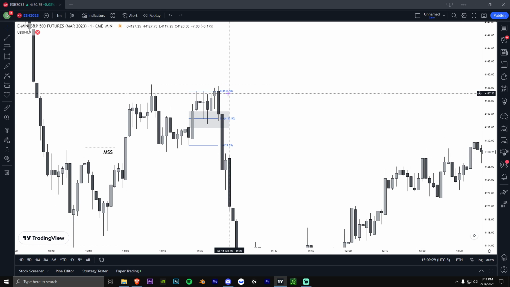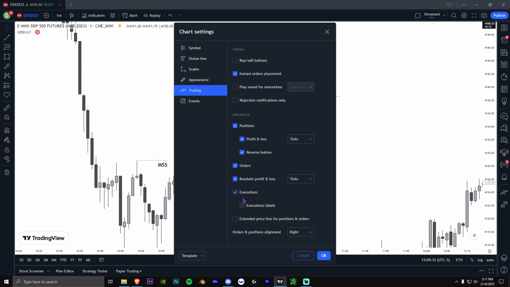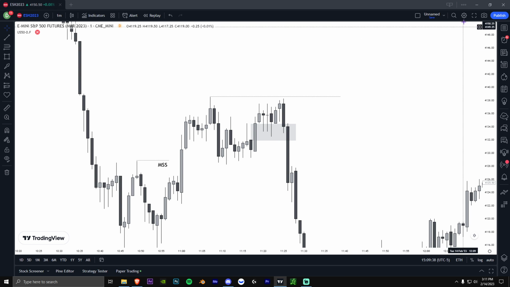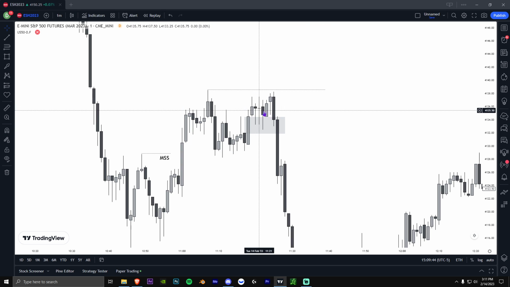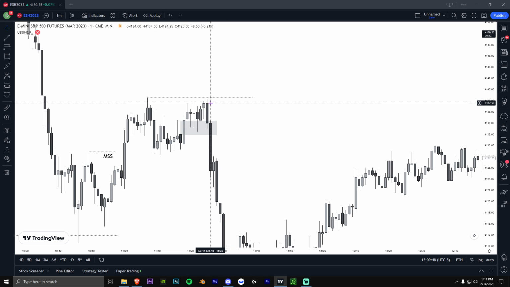I took a demo trade here. I don't have executions turned on in this one, but I took a demo trade here and got stopped at break even. So what does that mean? Well, it was a good trade, but the take profit never hit.